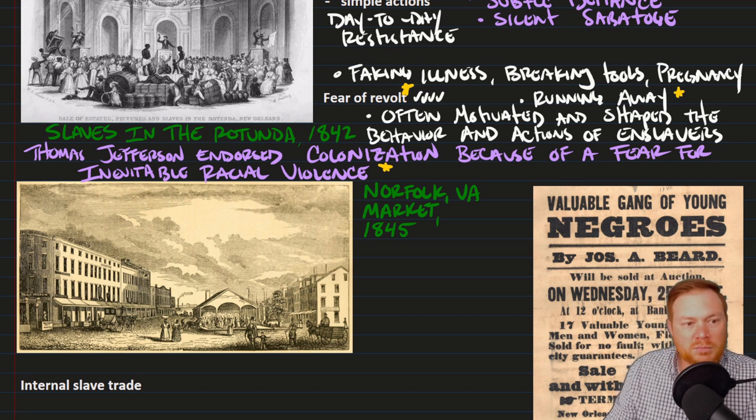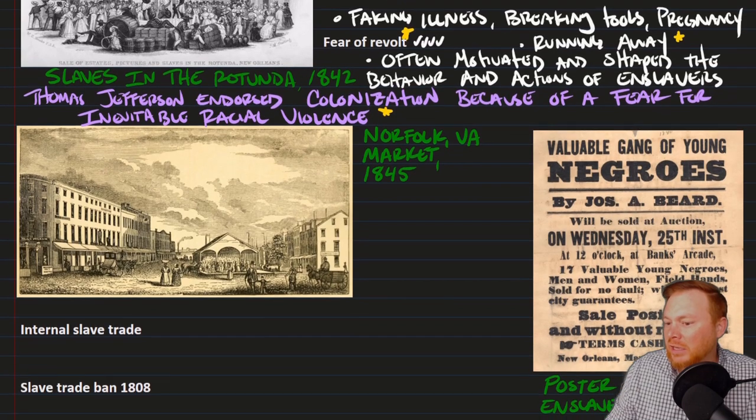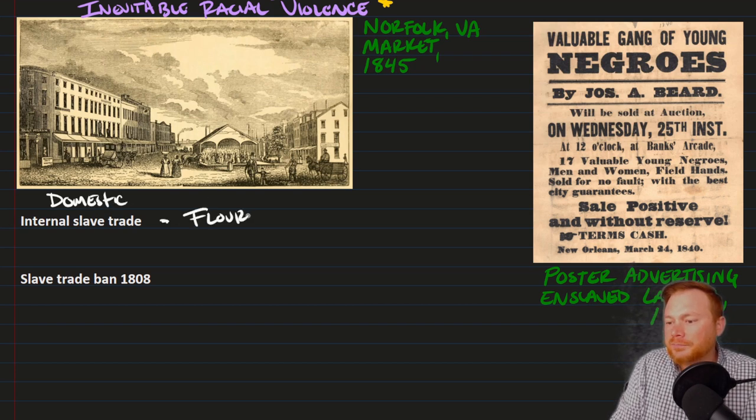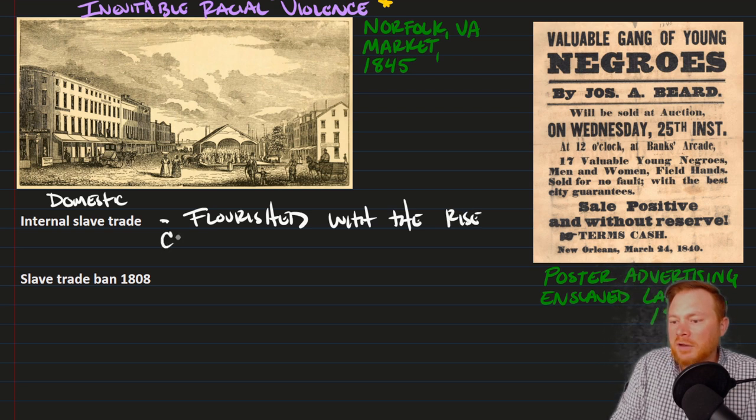So while resistance remained the same, one thing that we can add to the change category is the way in which people were bought and sold. And with cotton came not just the growth of slavery itself, but in fact the growth of the slave trade as an industry. So the internal slave trade, and we're going to make a very specific point here, the domestic slave trade, flourished with the rise of cotton. Right? In fact, the internal slave trade became the second most profitable industry in the South besides cotton.